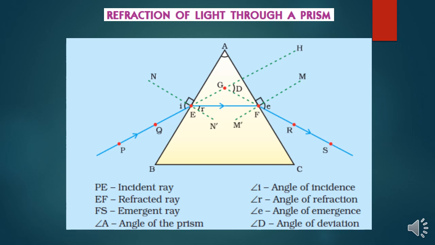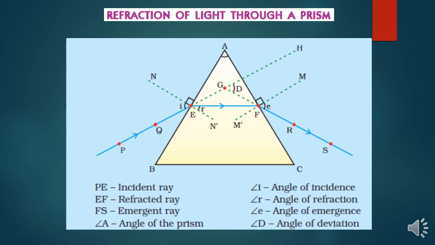Now move to the opposite face, that is AC, where FS is the emergent ray. The angle between the emergent ray and the normal is represented as e, which is known as the angle of emergence. So it's very easy to remember. The angle between the incident ray and normal is the angle of incidence. The angle between the refracted ray and the normal is the angle of refraction. And in the same way, the angle between the emergent ray and the normal is the angle of emergence.